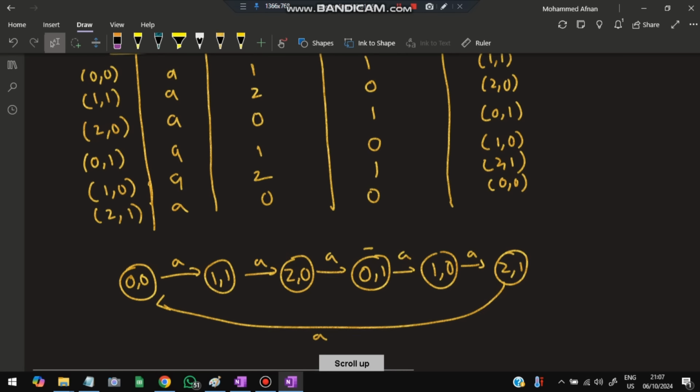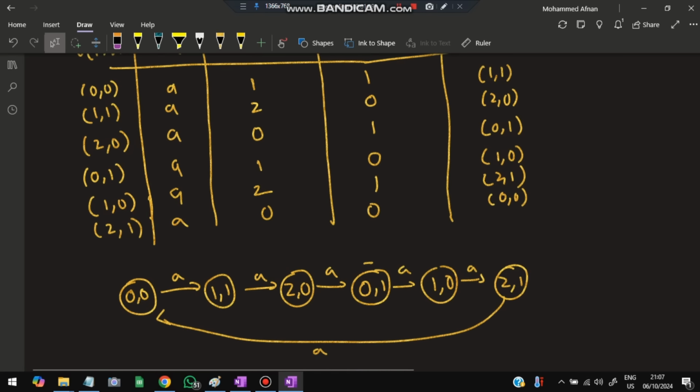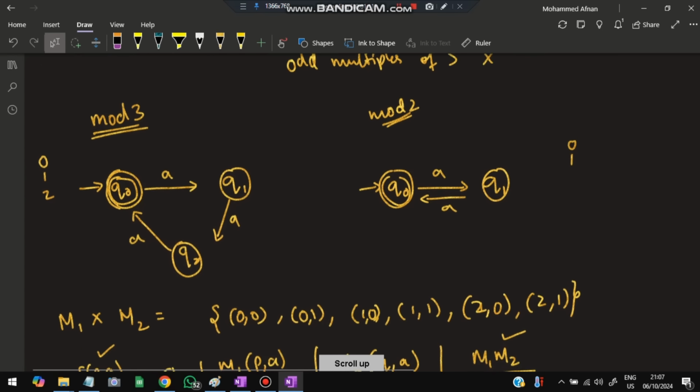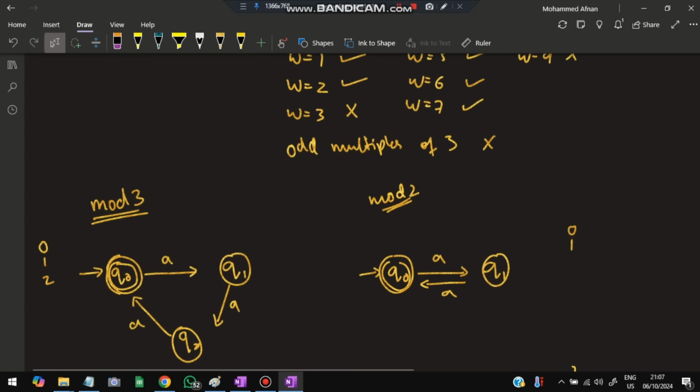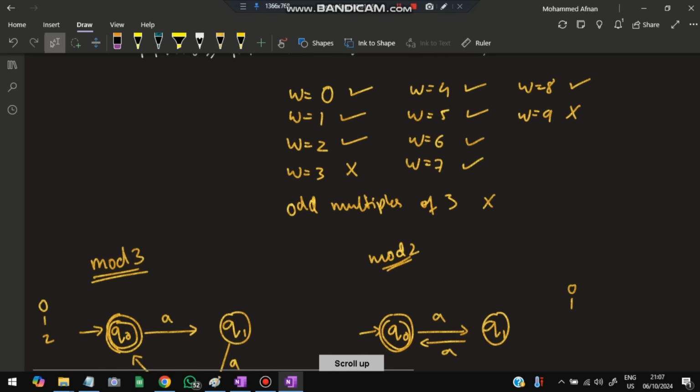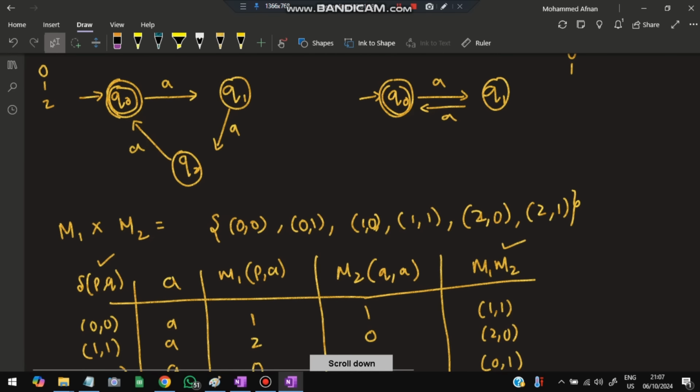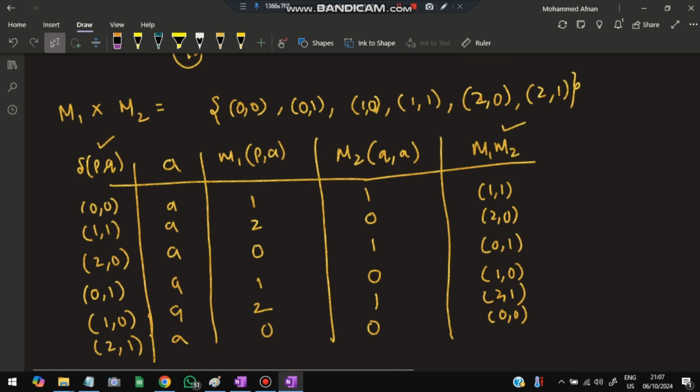Now we have to consider which is the starting and which is the final state. Okay. So in which case it is not accepted? As I told you, the odd multiples of 3, right? Odd multiples of 3 will be present where? Okay, where will be odd multiples of 3? Let's have a look at that.